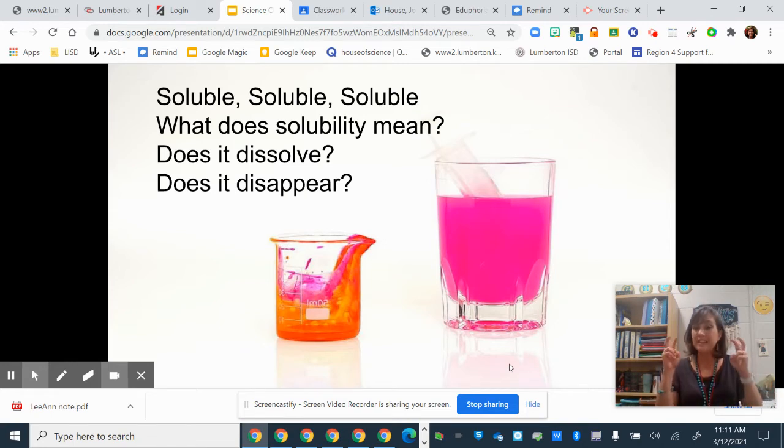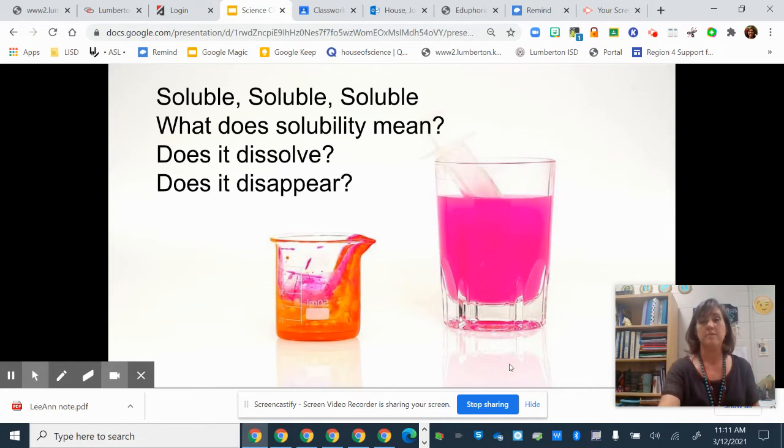So it doesn't really disappear. So we're going to do like this when we say disappear, because it's really still there. We just can't see it anymore, or it's evenly throughout. So for that one, you're going to go soluble, soluble, soluble. What does solubility mean? Does it dissolve? Does it disappear? And again, it's still there.